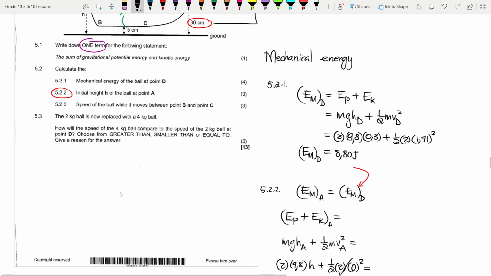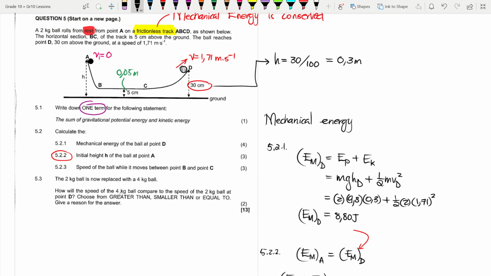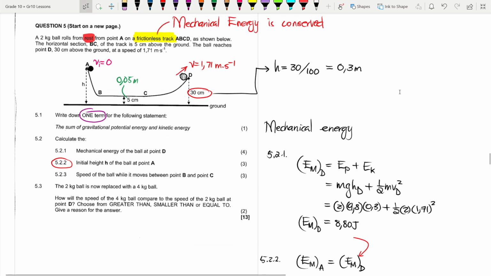Okay, it says, on 5.2.3: calculate the speed of the ball when it moves from point B to point C. If the screen is not visible on your side, let me know. Okay, so you can scroll back down.